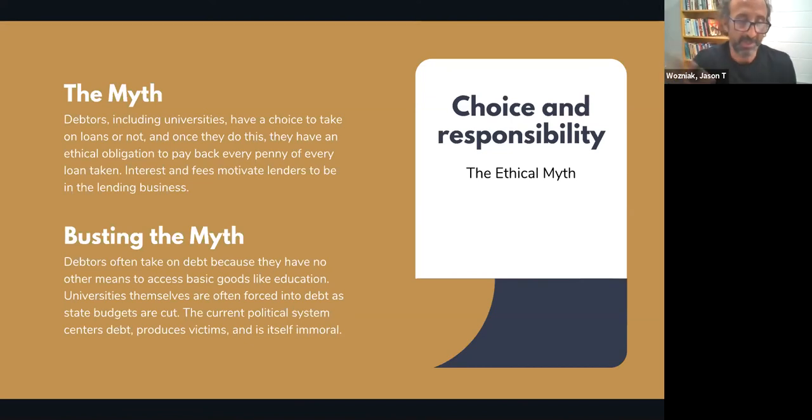Besides, you're living in a different world. Debtors often take on debt because they have no other means to access basic goods like education. Universities themselves are often forced into debt as state budgets are cut. The myth stated is devoid of context and ignores or obscures power relations. So we need to look at concrete situations when we talk about this.